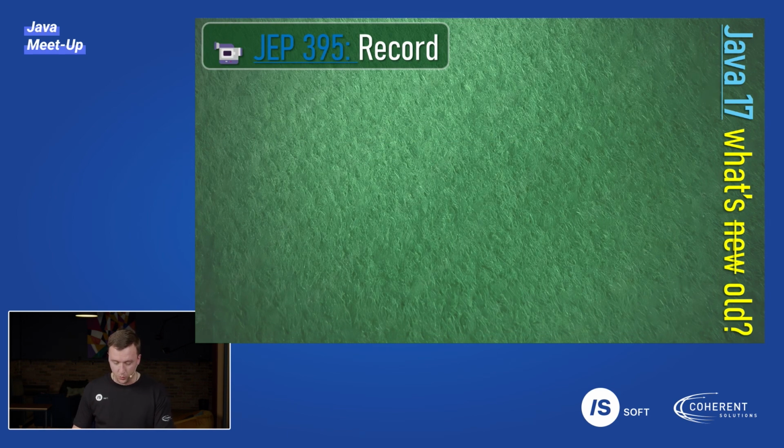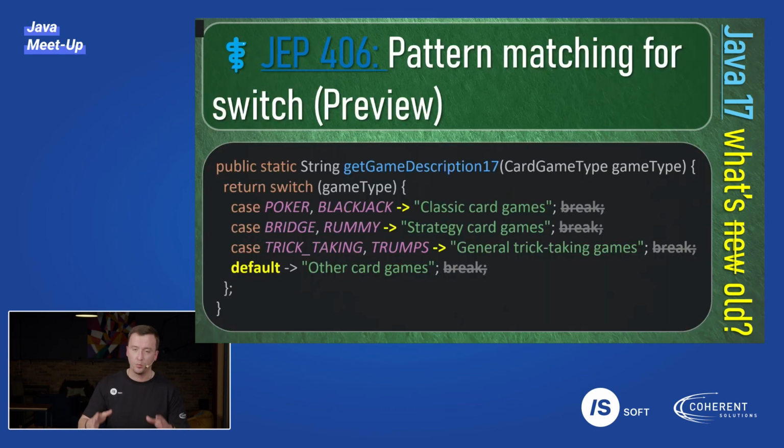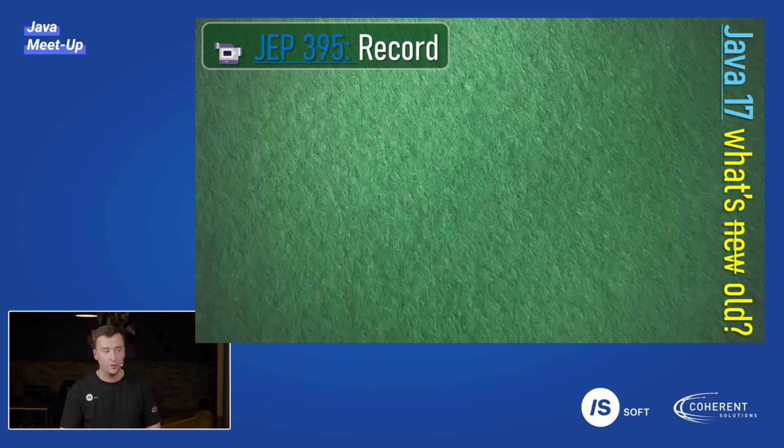Okay, let's go further. Records. And yes, in case of pattern matching, please open this branch and take a look at the example. It's a really easy example, that's why I don't want to open it and stop this presentation to show it to you. However, about records, this is the feature that I want to show you in the code.